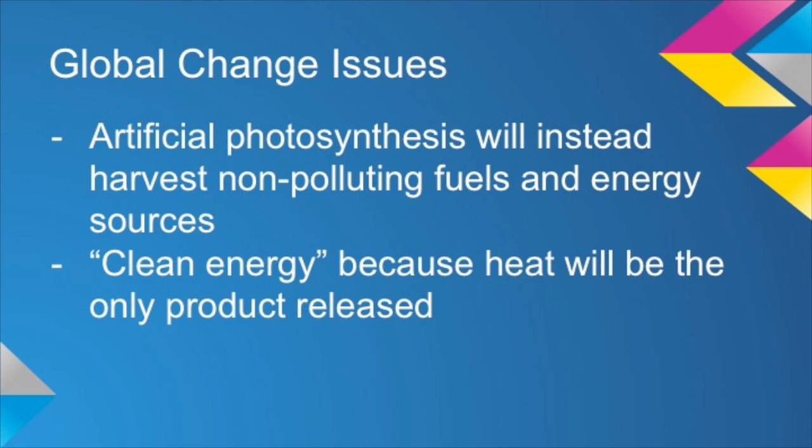Natural photosynthesis is implemented through the conversion of carbon dioxide to energy-rich materials. So when we burn fossil fuels, we release all of that stored carbon dioxide. Artificial photosynthesis will instead use non-polluting fuels and energy sources. This way, heat will be the only byproduct, so it's basically just clean energy.